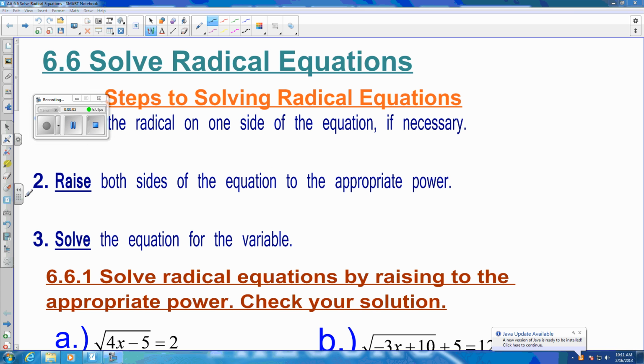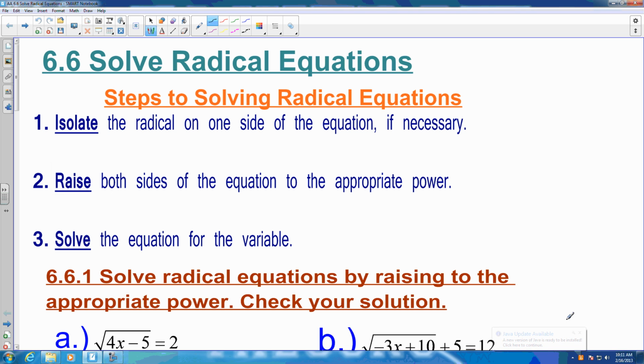Okay, we are in section 6.6 where we're going to solve radical equations. The steps in order to solve radical equations is this. Step 1, I want you to isolate the radical on one side of the equal sign if you can. Second step, you raise both sides to the power to remove that radical from the equation itself. And then last step is you solve for the variable.